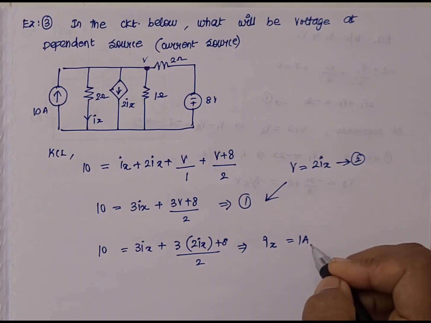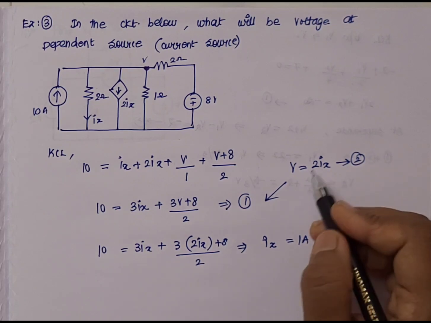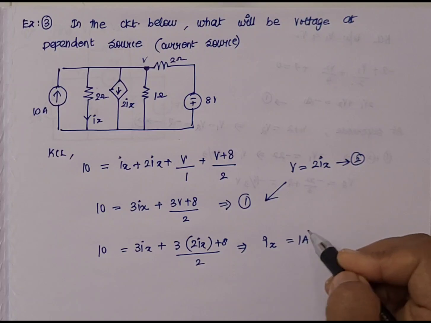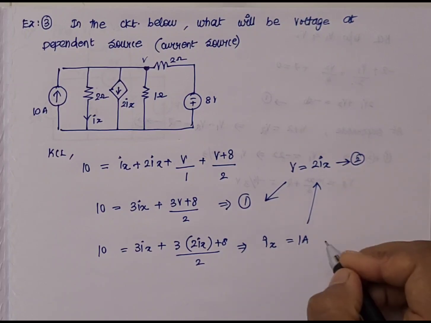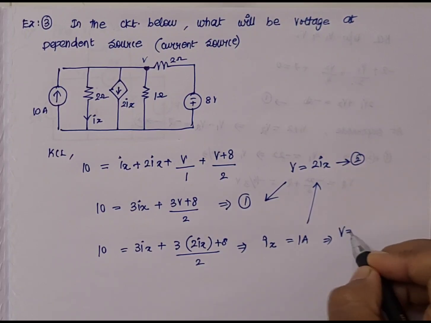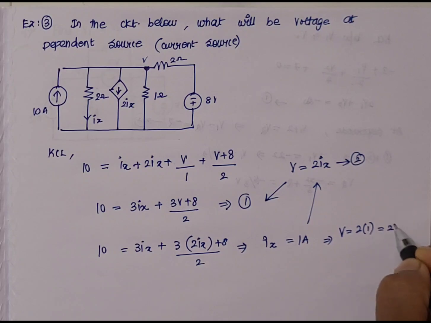The question is all about the voltage at the dependent source, which means V is equal to 2Ix. We have to substitute Ix over here. So we get V equal to 2 times 1, which is equal to 2 volts. So this is how we have to solve the given question.